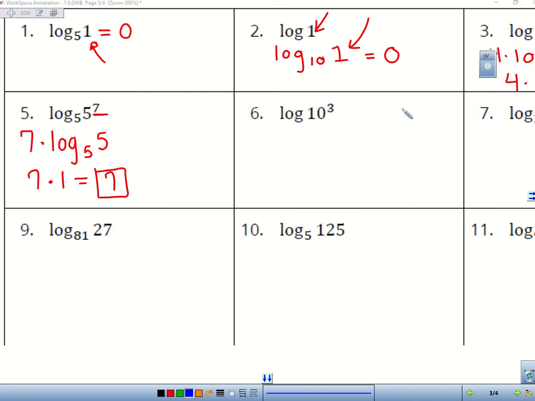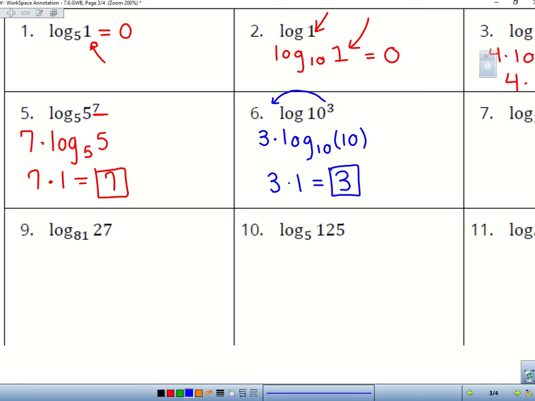Very good. First step on this one, what do I have to do with that exponent? You gotta move it to the front. Good, I gotta bring it out front. Now I'm gonna write in the base here, which is an implied base of 10, right? Everybody see why I did that? Now, what is log base 10 of 10? 1. So 3 times 1 is? 3. Okay. Questions so far? Pretty easy, right?